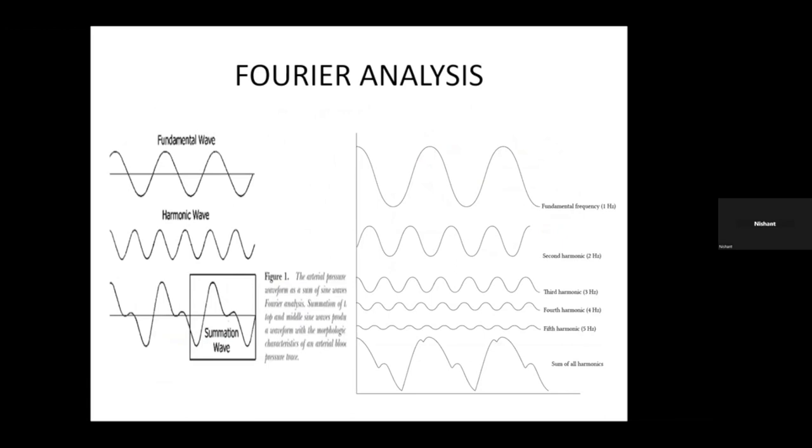This is acquired by the monitor, and it undergoes a Fourier analysis. So basically, the arterial waveform which we see in the monitor is the sum of harmonic waveforms or sine waves, which are simple waveforms with individual frequencies. The sum of 6 to 8 waveforms will give a complex invasive blood pressure waveform, which we see on the monitor. So basically, it is a summation waveform.